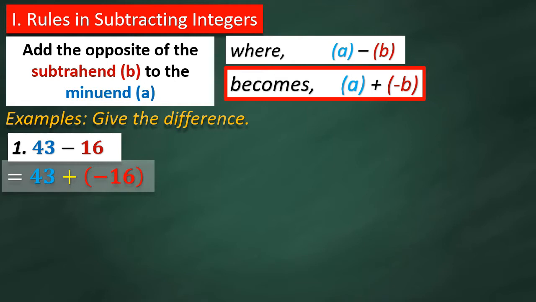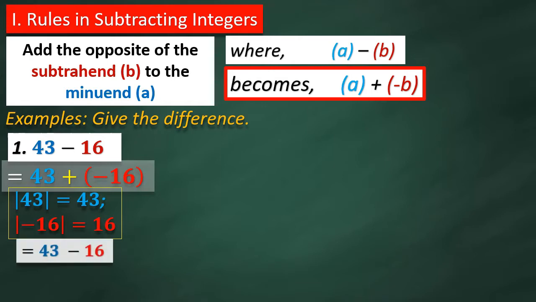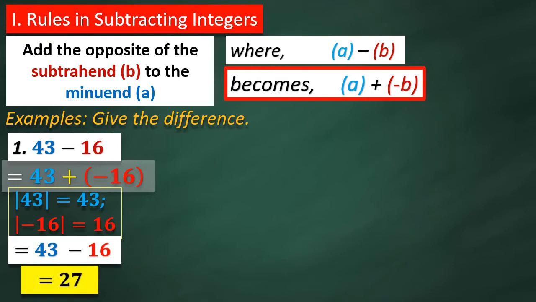Then, recall the addition rule on integers with different signs. We first get their absolute values. Then subtract it. Lastly, we copy the sign of the integer with greater absolute value. The final answer is 27.